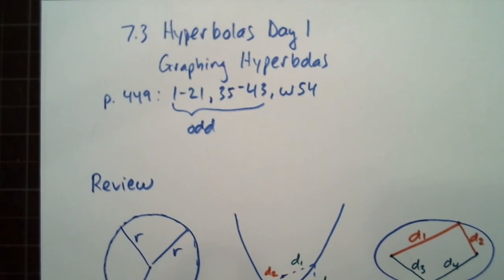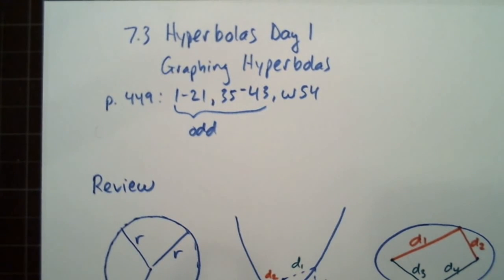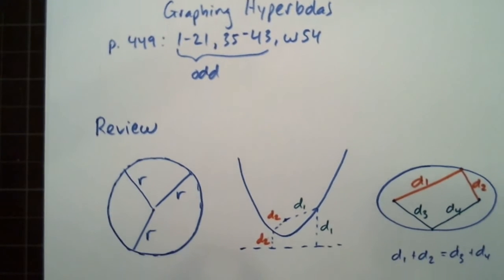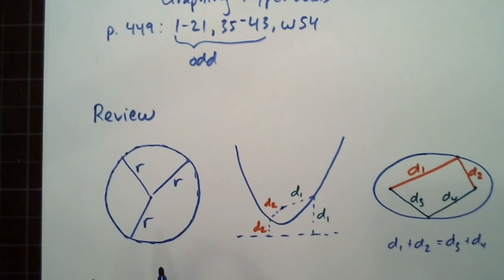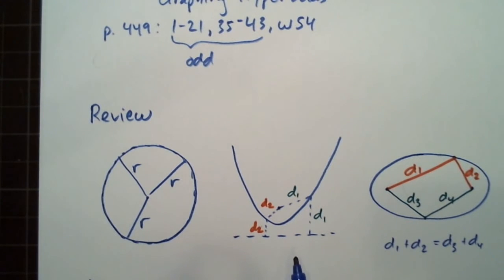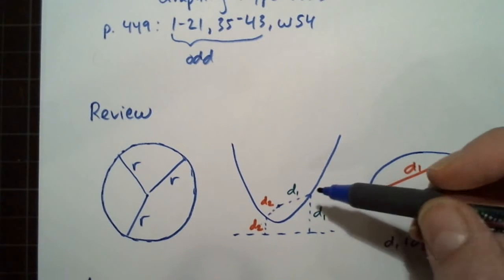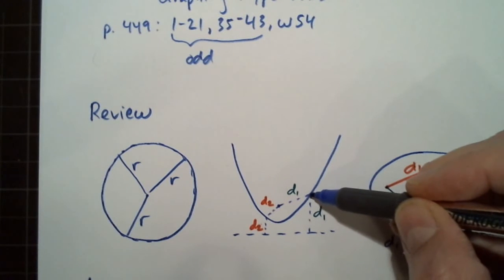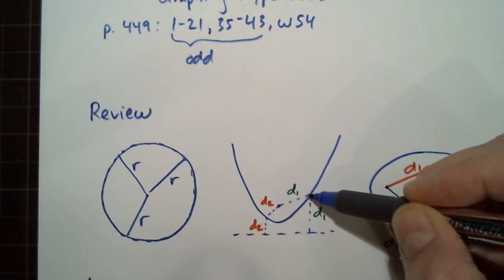Alright, in this lesson we will graph hyperbolas. And let's review what we've done so far. We've looked at circles, and a circle is all the points that are equidistant from the center. Every point has the same radius. In the parabola, we saw that every point on the parabola is equidistant from the focus and the directrix.